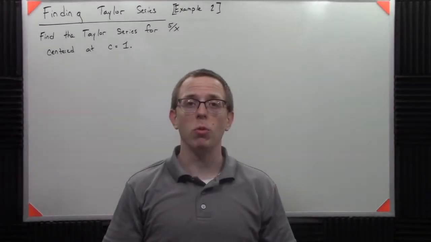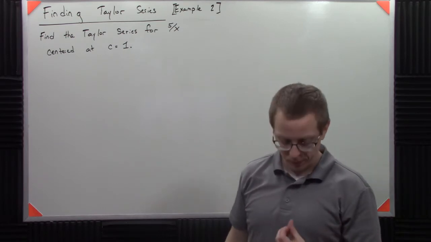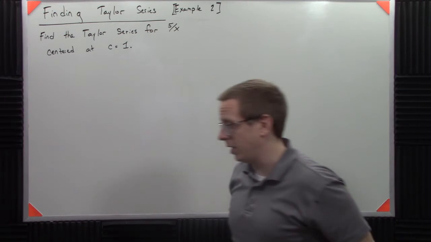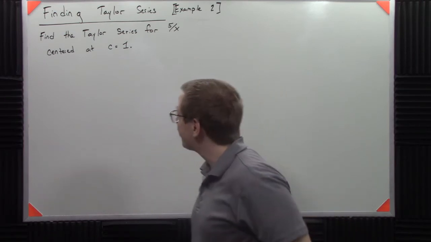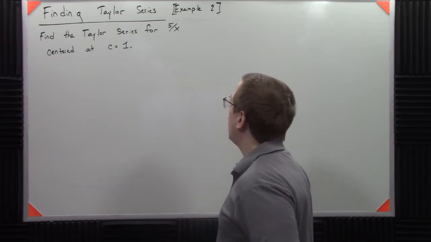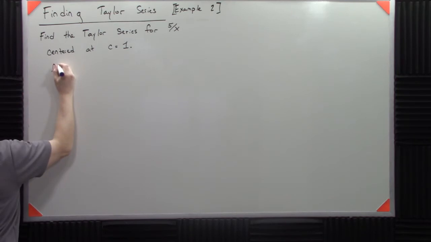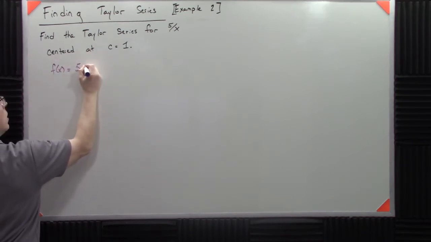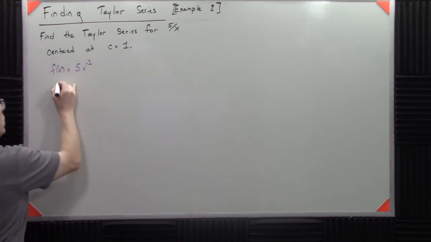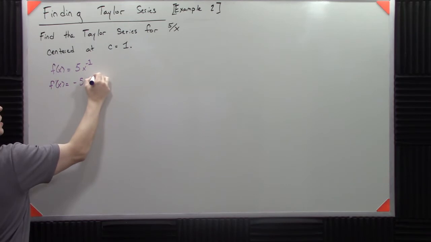Let's do another example where we're going to find a Taylor series for 5 over x centered at c equals 1. It's going to be a lot easier than our previous example, or at least it better be. So what we need to do is find the first few derivatives. I'm going to go ahead and write this instead as 5x to the negative 1. So my first derivative is negative 5x to the negative 2.